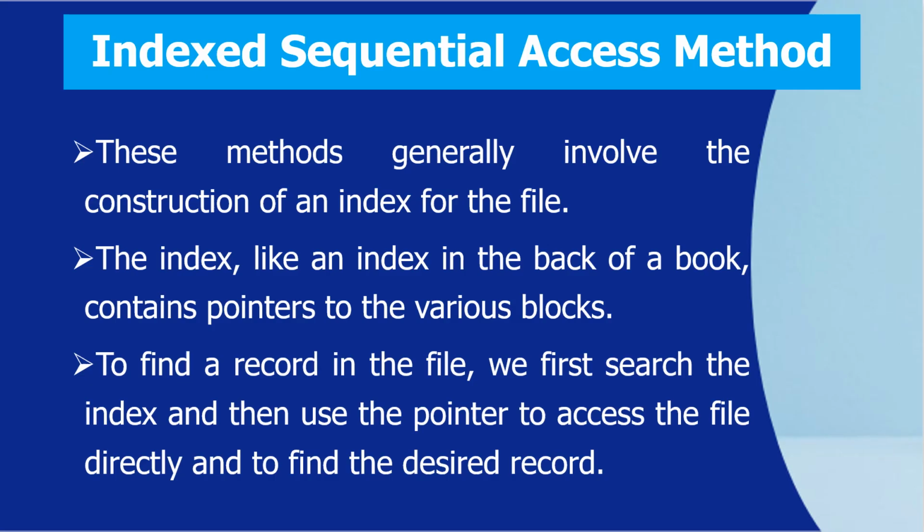This is the final access method, called the indexed sequential access method. In this method, we use an index for the file, like an index at the back of a book, which contains pointers to the various blocks. If you want to find a record in the file, we first search the index and then select the pointer to access the file directly and find the desired record.